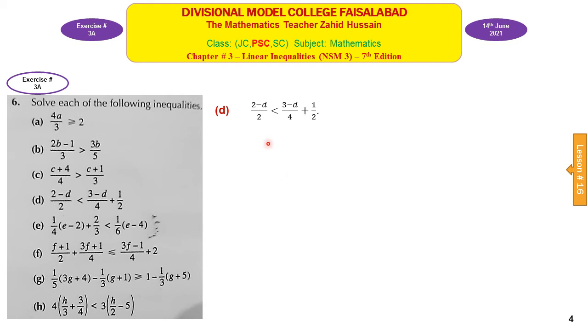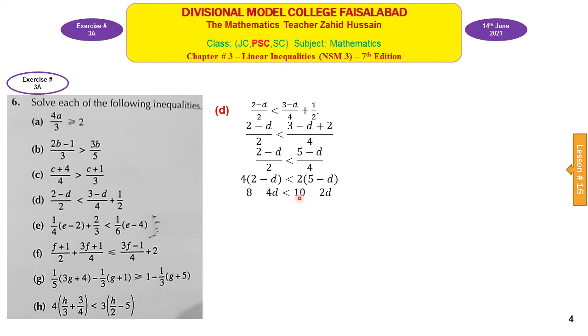Now it's d part. (2 minus d) over 2 less than (3 minus d) over 4 plus 1 over 4. Now this inequality also has fractions, so you can multiply each term by the LCM of the denominators, or take the LCM of the right hand side, because there is addition of two fractions. So (2 minus d) over 2 less than, LCM of 4 and 2 is 4, we get 3 minus d plus 1. (2 minus d) over 2 less than (4 minus d) over 4. Now you can cross multiply. 4 into (2 minus d) less than 2 into (4 minus d). So 8 minus 4d less than 8 minus 2d.